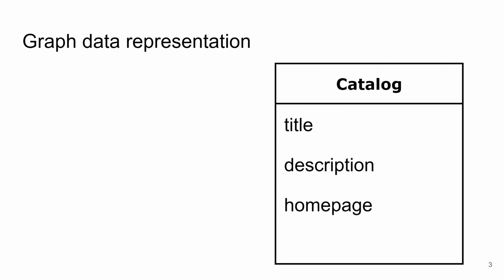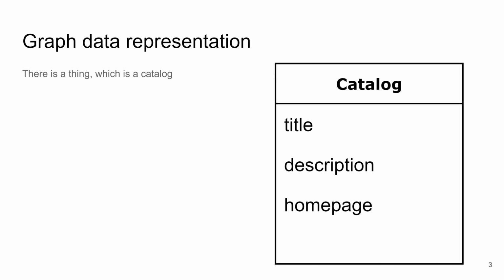We will start with something simple. We'll start with just the class representing a data catalog. And it has three attributes: title, description, and homepage. So now we should be able to imagine how the actual data instance looks like. So if we have one particular catalog, what will be in the data, right?